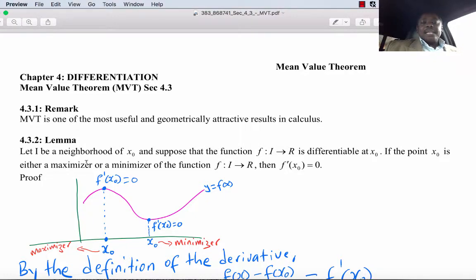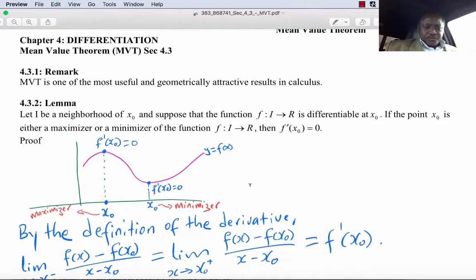Let I be a neighborhood of the point x0, and suppose that the function f from I to R, the set of real numbers, is differentiable at x0. If x0 is either a maximizer or a minimizer of the function f, then the first derivative of f at the point x0 is 0. Interesting. So let's look at the picture first.